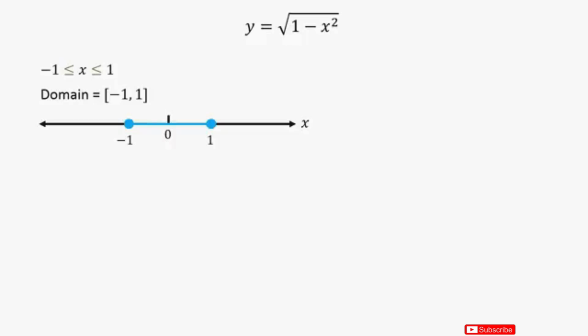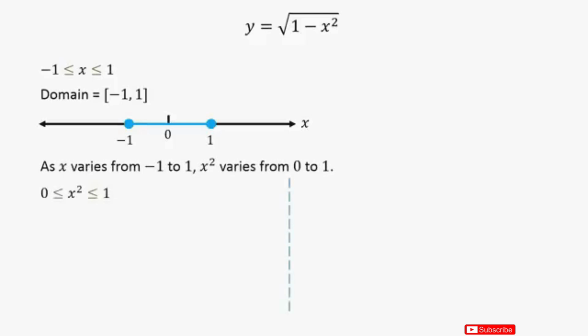Now let's find the range of this function. As x varies from -1 to 1, x squared varies from 0 to 1. Multiplying this inequality by -1, we get negative x squared is less than or equal to 0 and greater than or equal to -1. Now add 1 to this inequality.